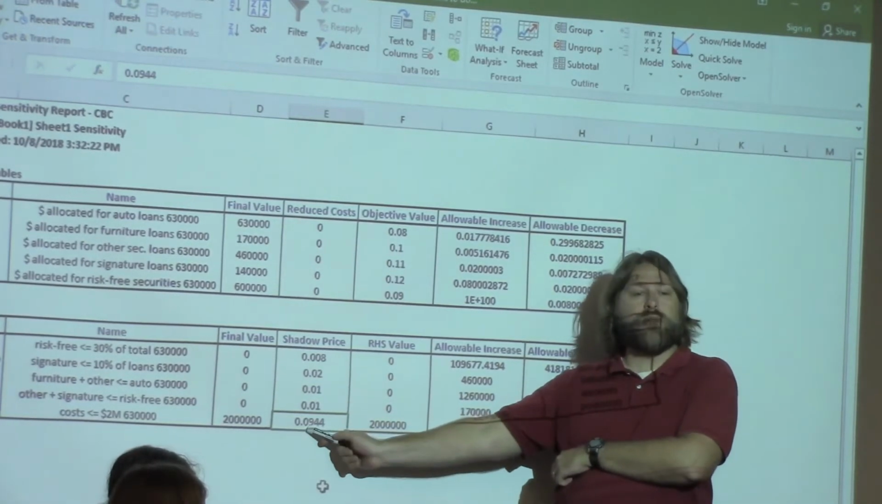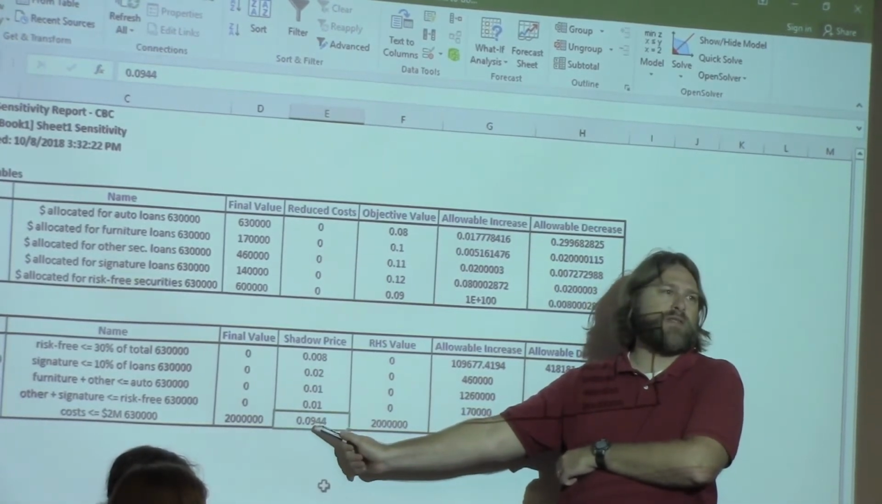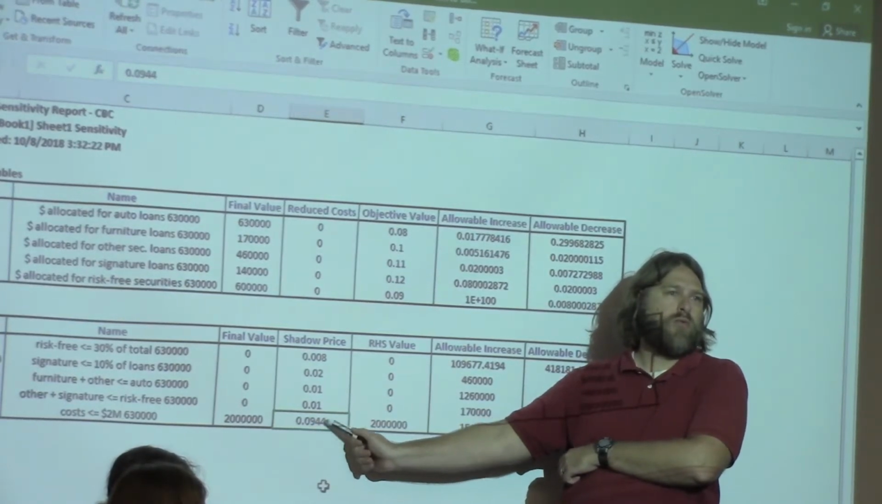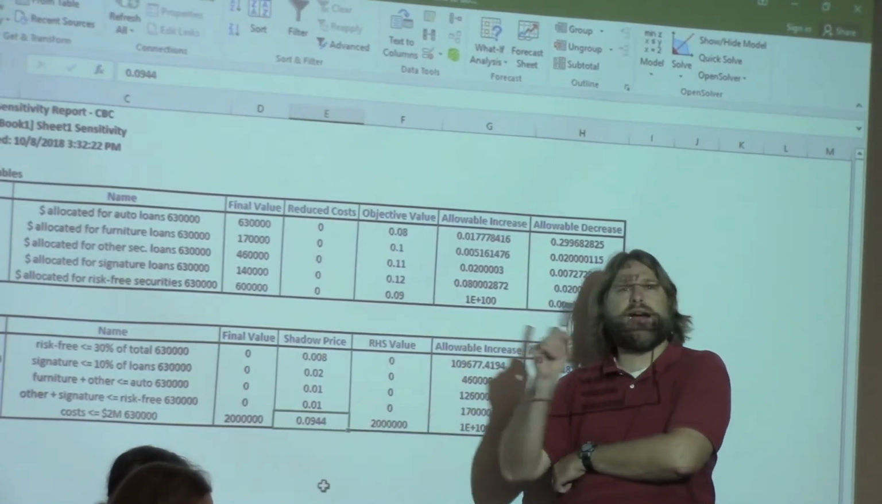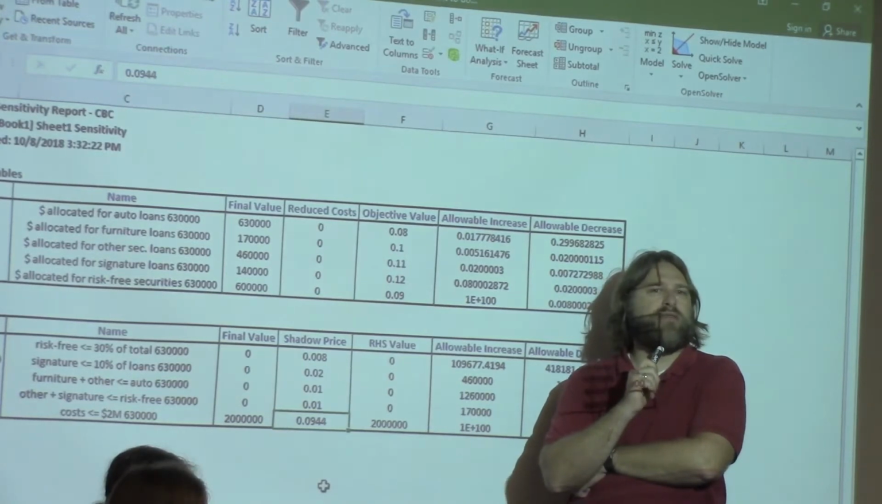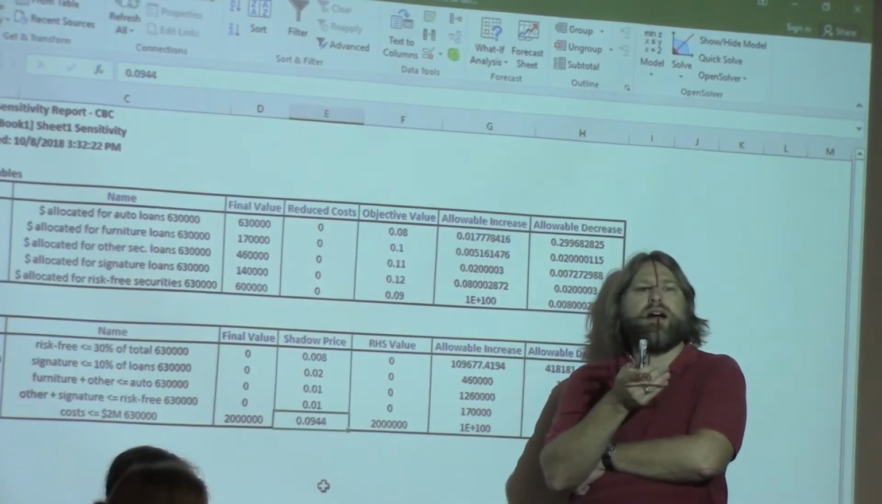Less than 9%. Less than the 9.4%. So if we can borrow money at 5%, we should do it because we can invest it and make 9%, so that we can make a total profit of 4% on that money.